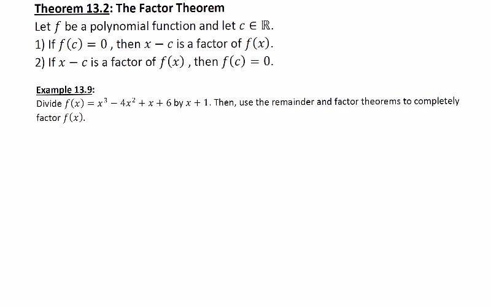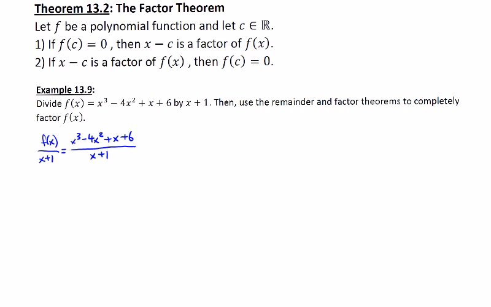Example 13.9 starts with saying divide f of x by x plus 1. So we're going to be taking the f of x and we're going to be dividing it by x plus 1. In other words, we're going to take x cubed minus 4x squared plus x plus 6, and divide it by x plus 1. So that is perfectly in position for us to use synthetic division to complete that division process.